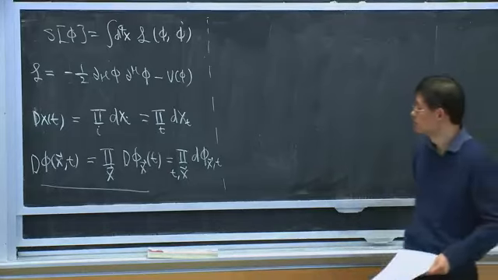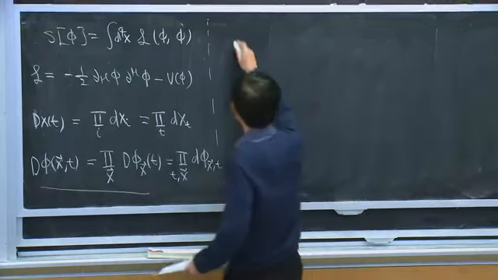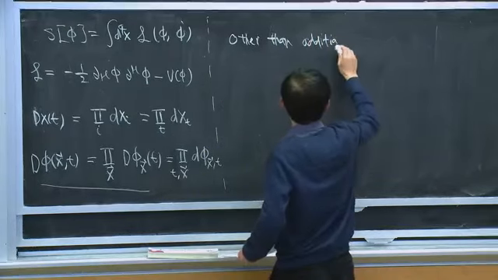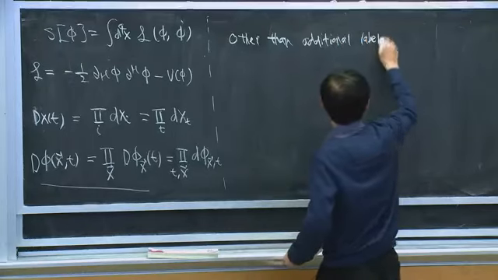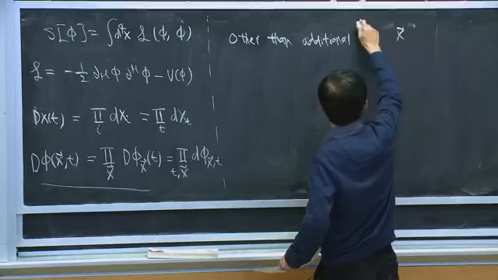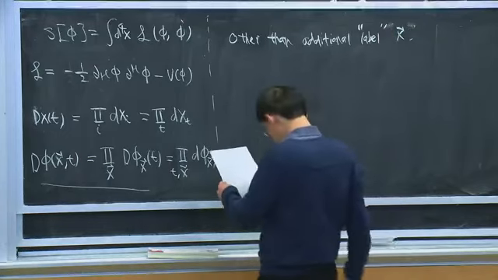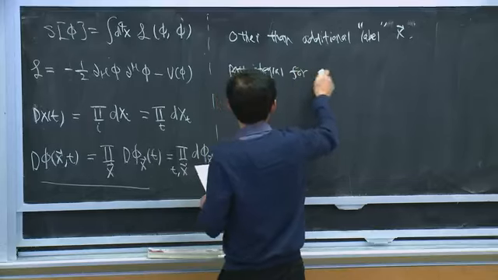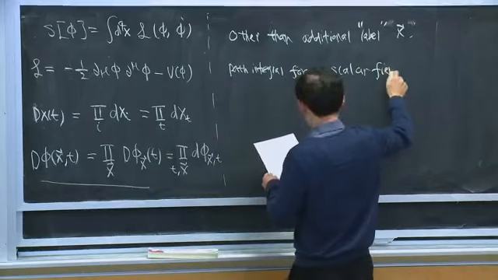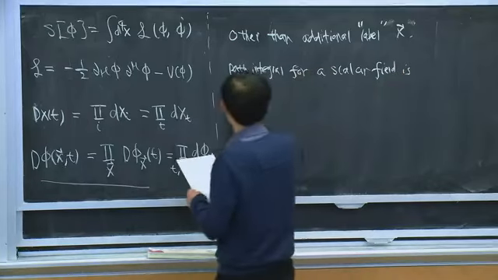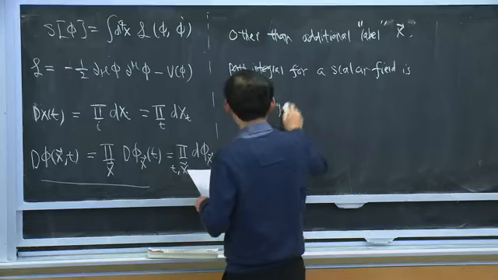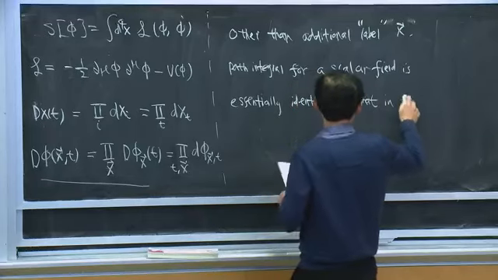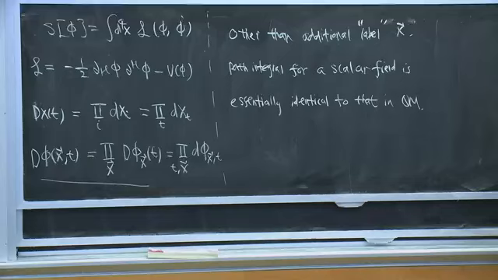So other than this additional label x, I should call it here label x, the path integral for a scalar field in field theory is essentially identical to that in quantum mechanics. Okay. So just to emphasize this point.